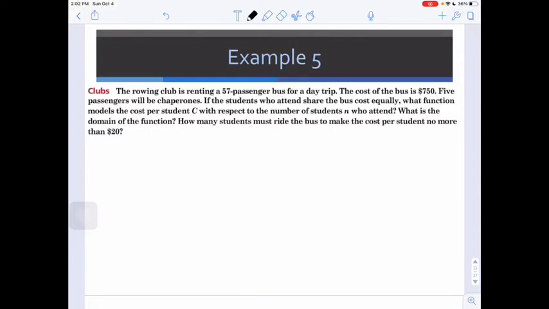Section 5.5 Example 5 says the rowing club is renting a 57-passenger bus for a day trip. The cost of the bus is $750. 5 passengers will be chaperones. If the students who attend share the bus cost equally, what function models the cost per student C with respect to the number of students N who attend? What is the domain of the function? How many students must ride the bus to make the cost per student no more than $20?